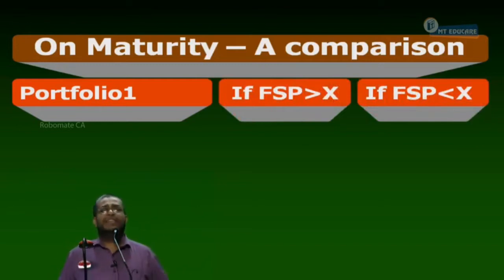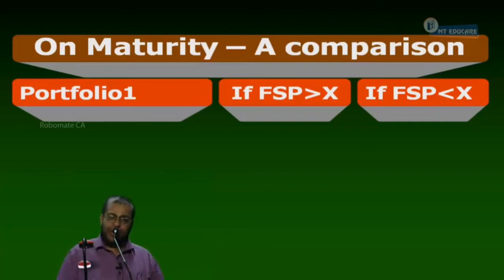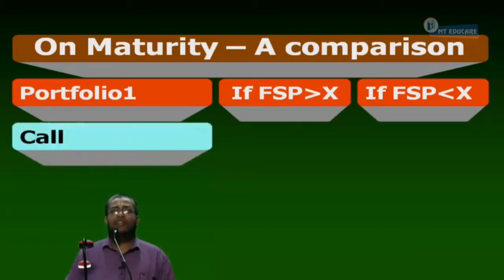Now, how many assets am I having? Name the two assets. Call and then the cash. Now, both assets will have a value on the maturity date. How do they have a value today? What is the value today? VC plus PV of X. Like that, both these assets, cash and the option, should be having some value on the maturity date. So let's see what is the value of the call option.